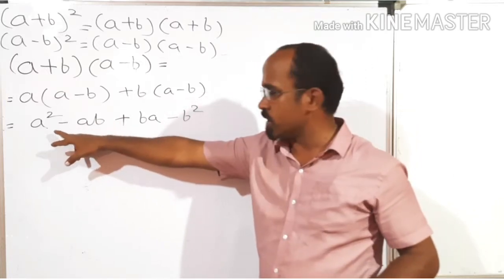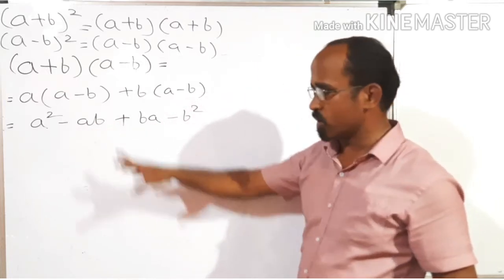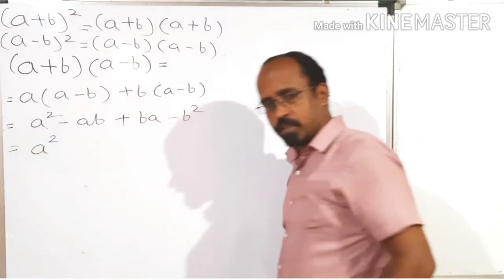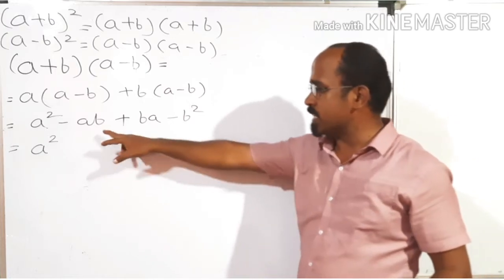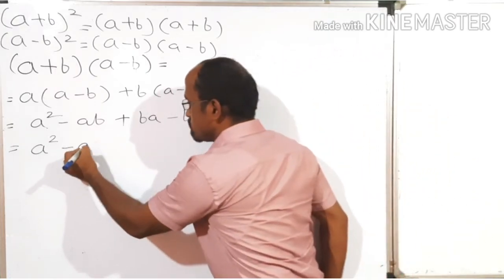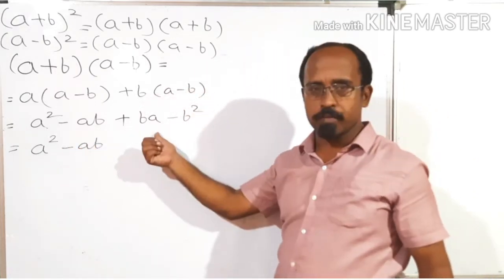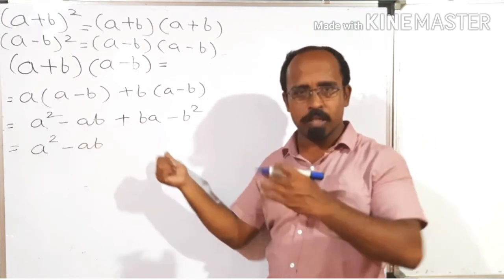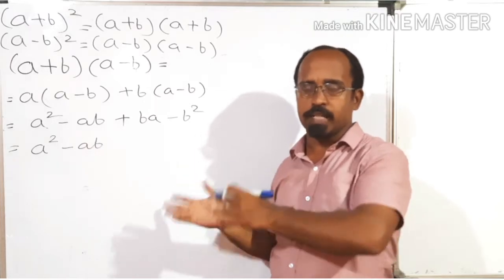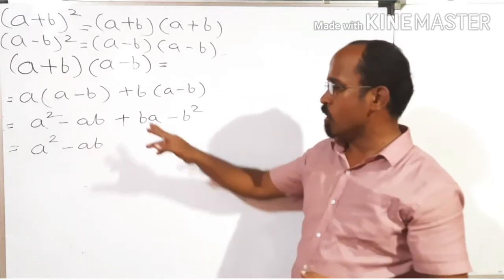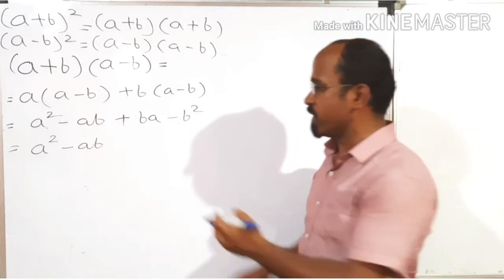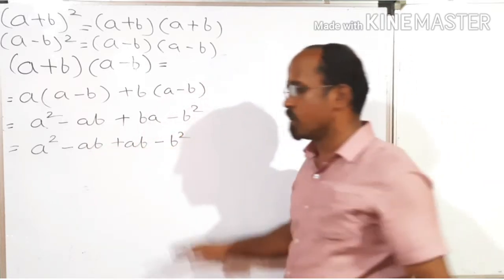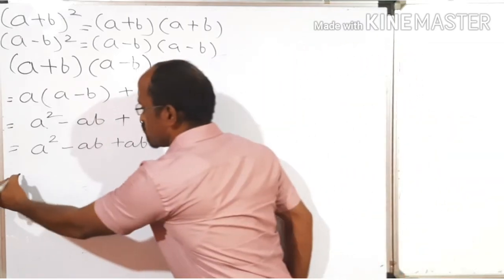First term is a square, there is not any like term for that a square, so a square is alone, and unlike terms we will write as it is. Clear, friends? Next is minus ab. After that plus ba. This ba and ab are like terms, because ba means b multiplied by a, which eventually we can say a multiplied by b, right? So ba is nothing but ab. We can write it as plus ab minus b square. Okay, hence we arranged the like terms.